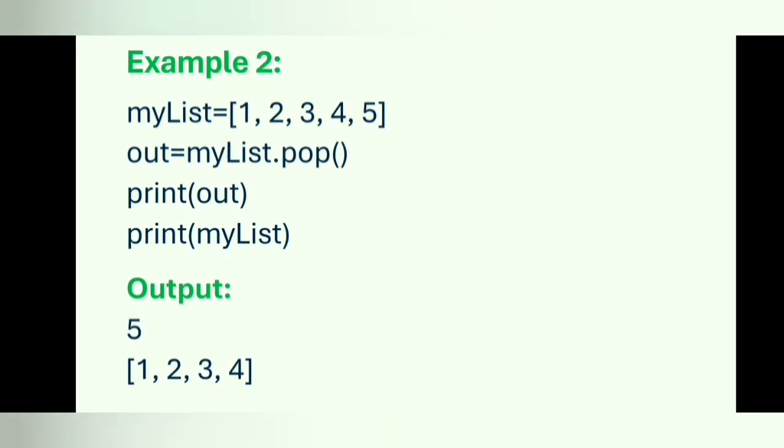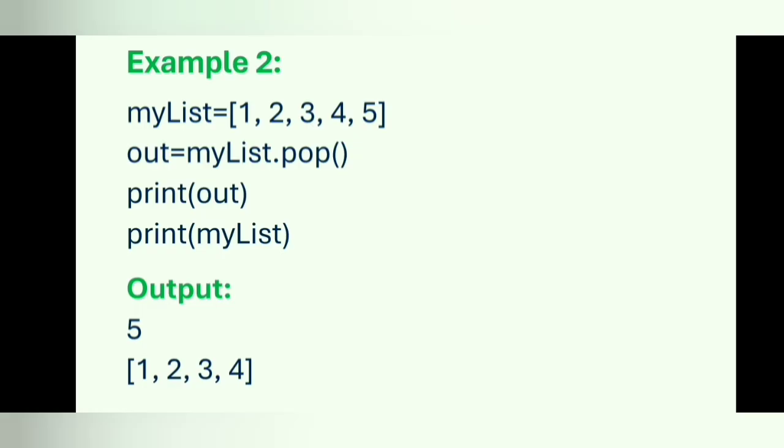Example 2. In this example, the first thing I did was create a new list with the 5 elements 1, 2, 3, 4 and 5 and assign it to the variable myList. In the next statement, we call the pop method without any parameters. The pop method in Python takes only one optional parameter. If no index is specified, the pop method removes the last element in the list and returns it. That means the default index position is -1.